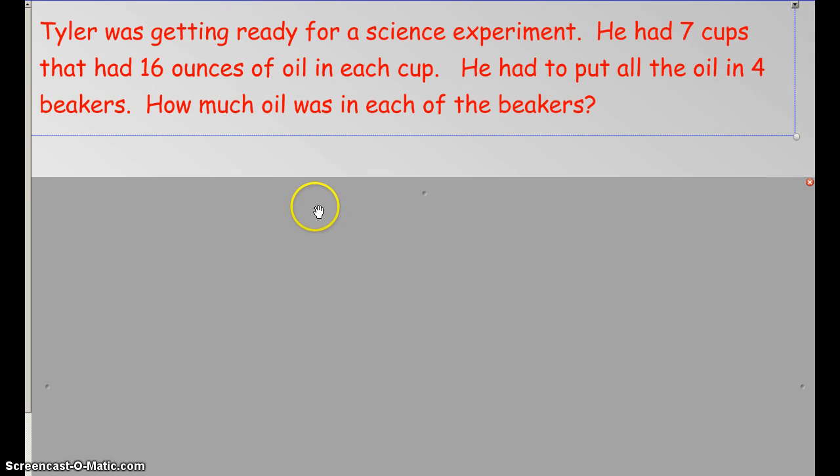Okay, our second problem, boys and girls. Tyler was getting ready for a science experiment. He had 7 cups that had 16 ounces of oil in each cup. He had to put all of the oil in 4 beakers. How much oil was in each of the beakers?